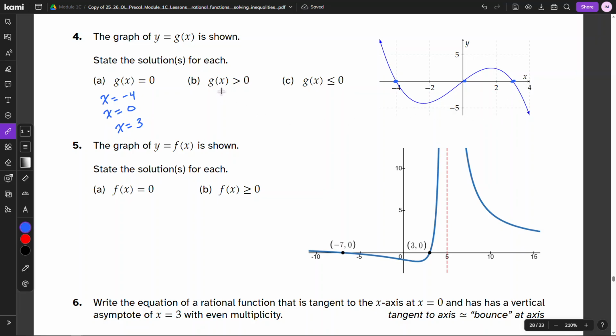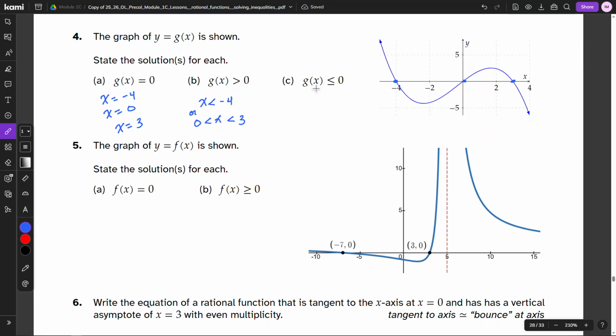All right, when is g of x greater than 0, which would mean when is g of x positive? We know that that seems to be when x is less than -4, or when x is between 0 and 3. Right? If we have the graph, it makes our work a little bit easier to determine.